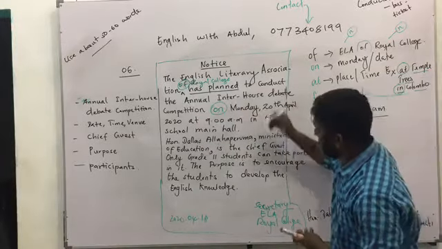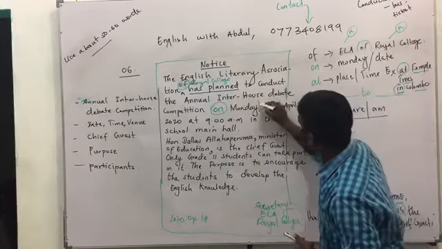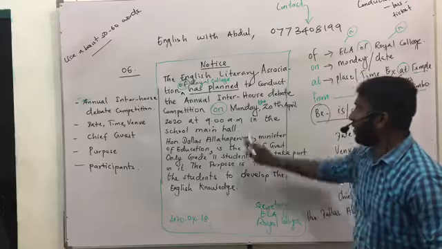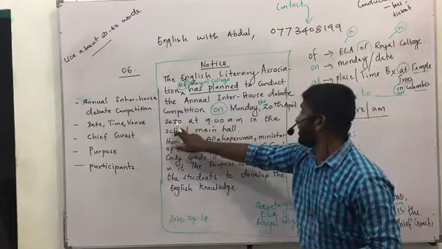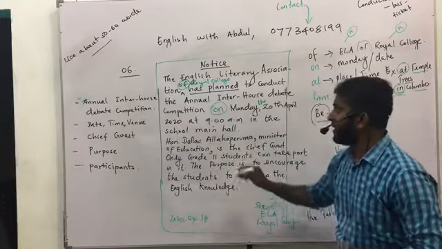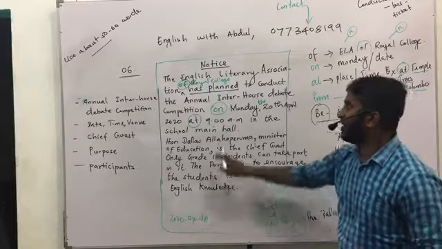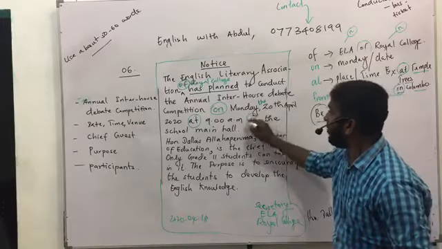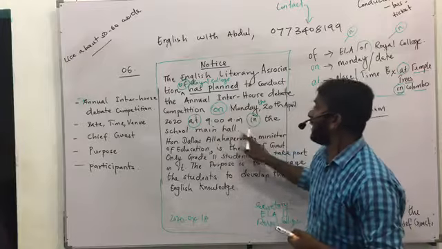Sometimes you can put the "on" also here before the date. On Monday, the 20th of April, 2020, at 9 a.m. You see here, I have used the "at" here. At 9 a.m. Where do you have this program here? In the school main hall.